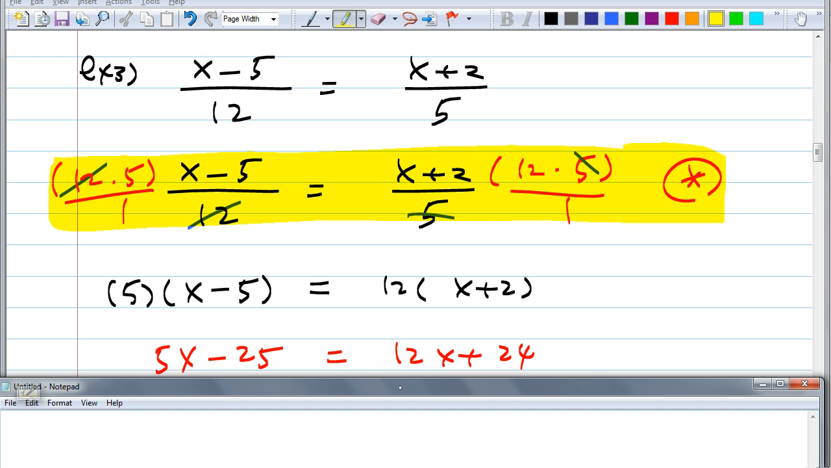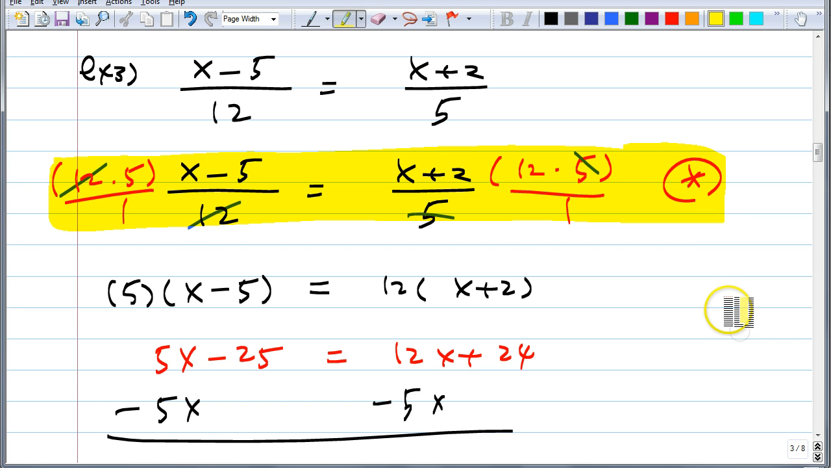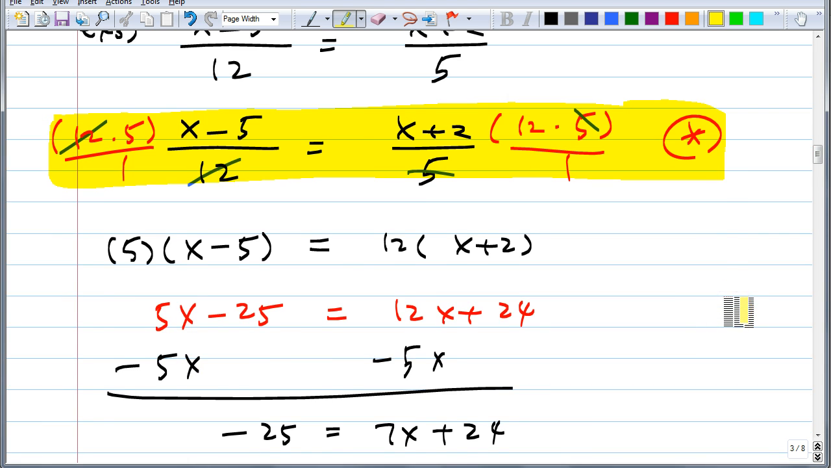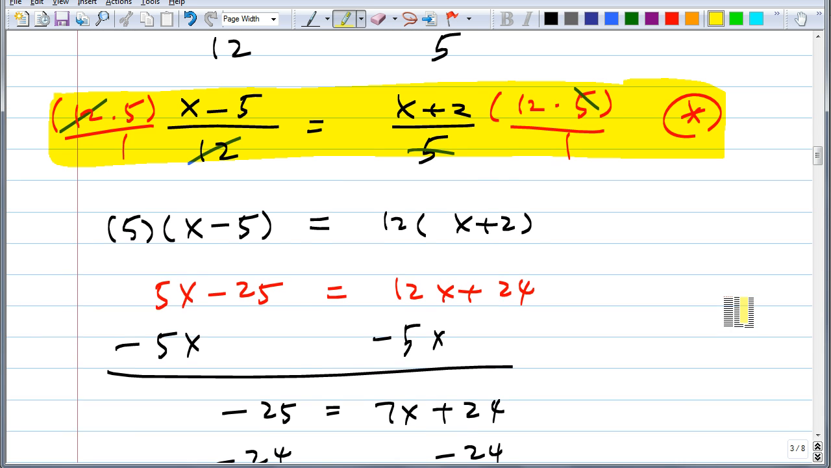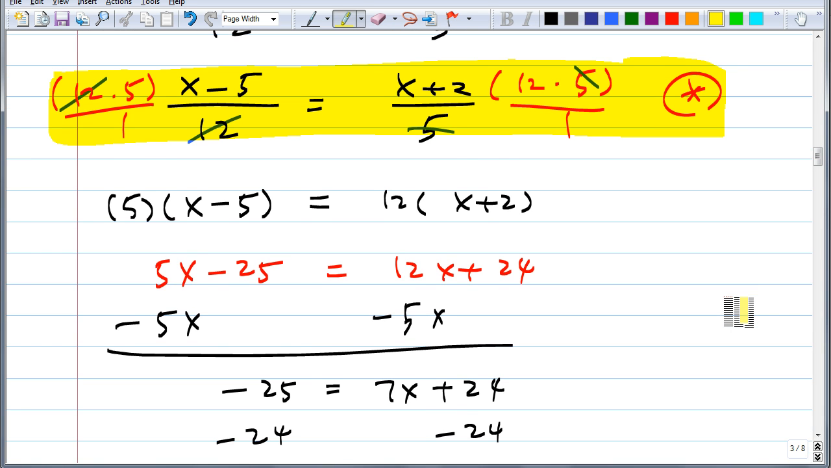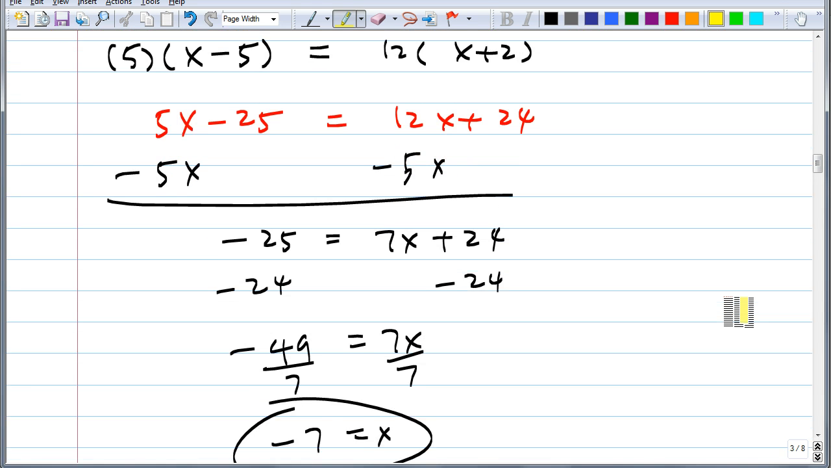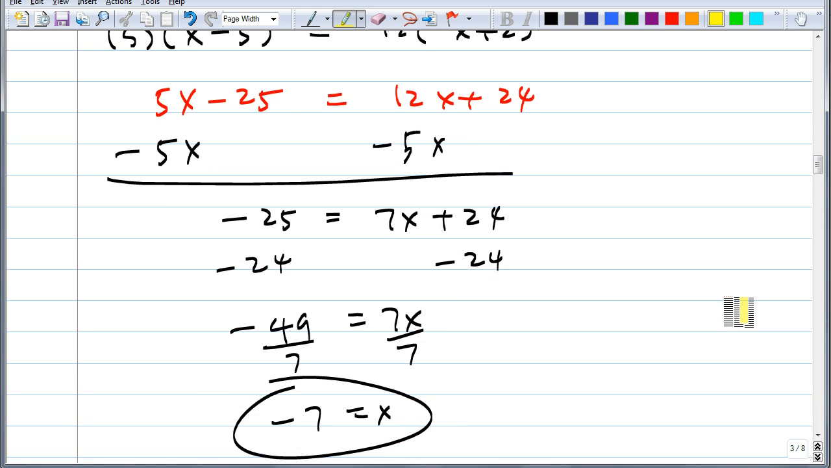All right. And of course, when you solve for this, Camila, what did you get as your answer? X equals negative 7. Let's see. I subtracted 5x from both sides. And of course, you get negative 25 equals 7x plus 24. Okay, and subtract 24. Then you get negative 49 equals 7x. Divide both sides by 7. Negative 7 is the answer. Correct? Yes. How many got negative 7 as your answer? Very good.